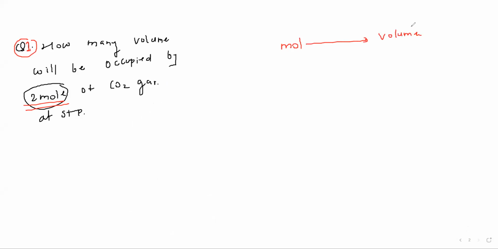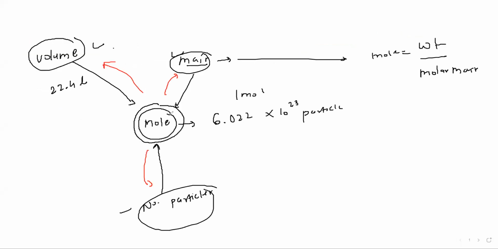Sir, we can do like mole is equal to volume upon molar mass of CO2. Exactly. Number of moles is equal to volume upon molar mass of CO2. Okay, your idea is correct, but if you want to change into the volume, there is something changed. Can you see here? I have written some value.